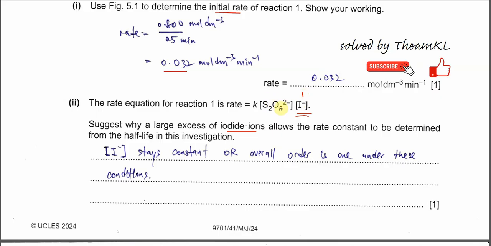So that's why we can use the concentration of persulfate to get the half-life and so on. That's the reason, because the iodide is in large excess, so it's always constant, which means the rate now only depends on the other reactant, the persulfate.